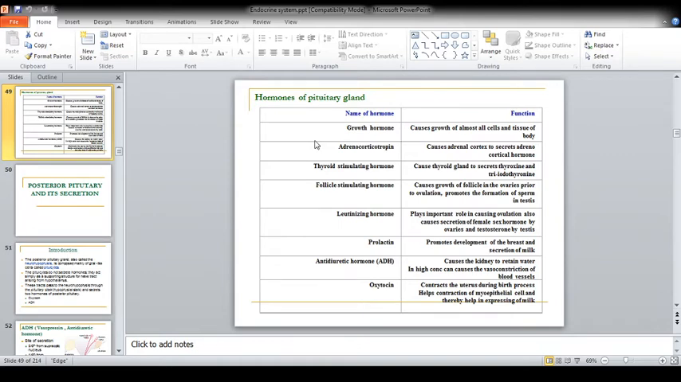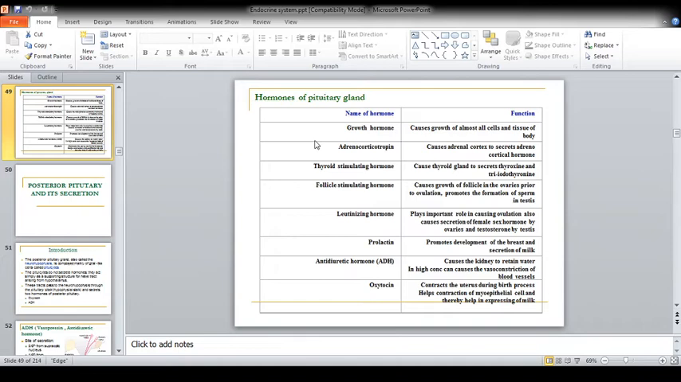Antidiuretic hormone is also known as vasopressin. It would cause increased blood pressure, it would cause increased retention of urine within the body, and it may cause edema if it is produced in high concentrations.